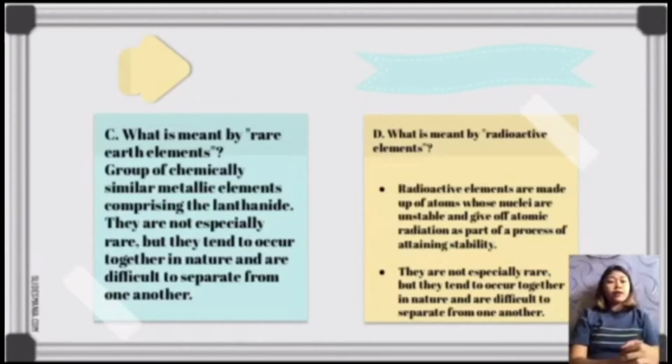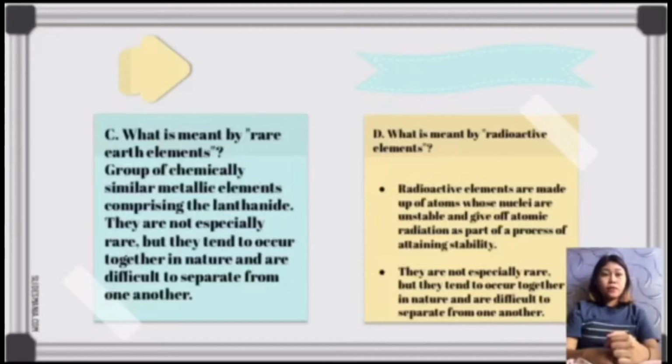What is meant by rare earth elements? The rare earth elements are a group of chemically similar metallic elements comprising the lanthanides. They are not especially rare, but they tend to occur together in nature and are difficult to separate from one another. Scandium and yttrium are sometimes known as the rare earths since they were first identified as rare minerals alongside the lanthanides and separated as oxides or earths. These metals are collectively known as rare earth elements.